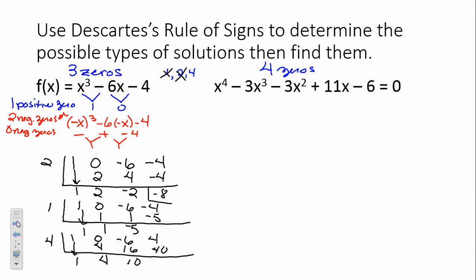Descartes' rule of signs. Positive to negative should have been 1. So it could be an imaginary one. Let's try our negative numbers. Okay. 2 was so close, wasn't it? Let's try negative 2.